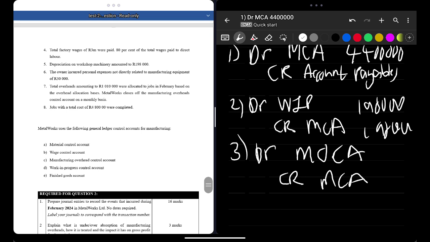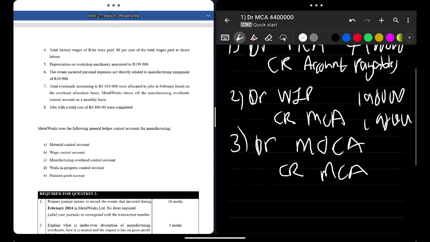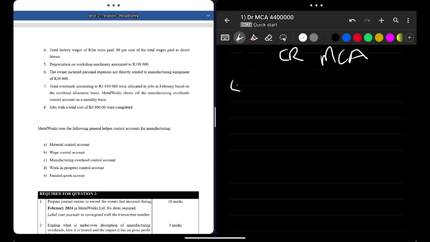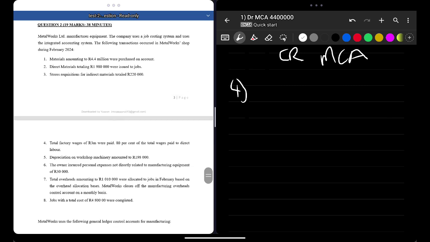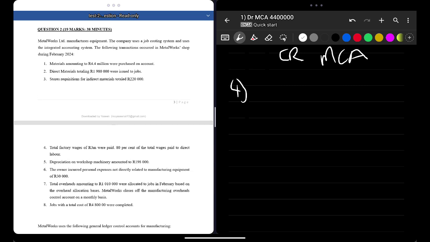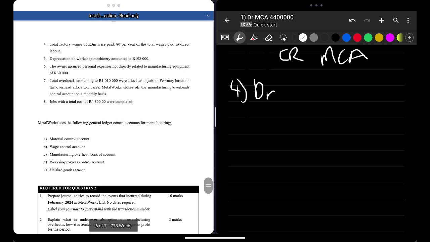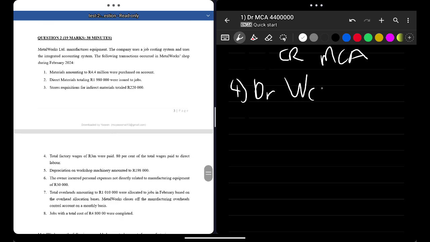Total factory wages. Now, as soon as they say total factory wages, you've got your wages control account, that's your direct labor account, right? So total factory wages of 3 million were paid, 80% of total wages paid to direct labor. So number 4, you're going to debit wages control, and you're going to put the full amount, 3 million.